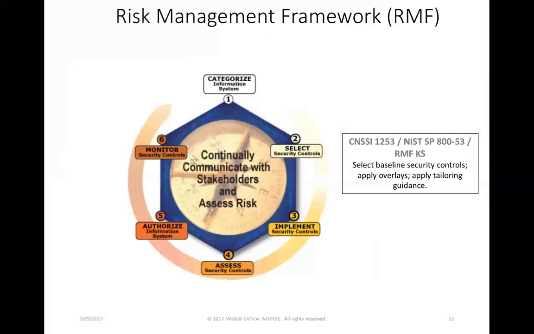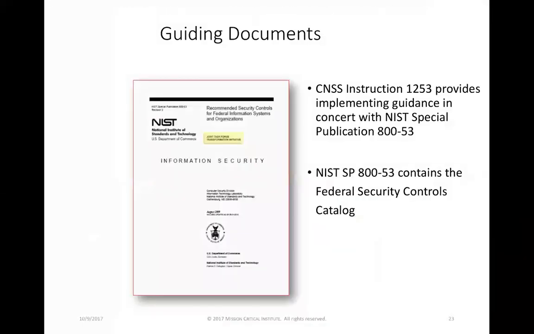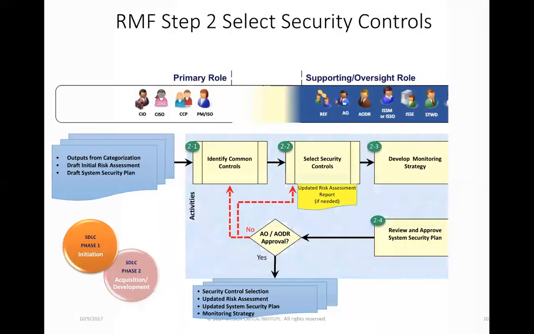Okay, security control selection. This is step 2. This is where we're selecting the controls. This is a big part of, and maybe even the most difficult part of, the risk management framework. You're going to do that in accordance with the CNSSI 1253, which is posted on there on ClanEd, as well as NIST SP 800-53. That's where all the controls are. And again, these are the publications that you use to do this.